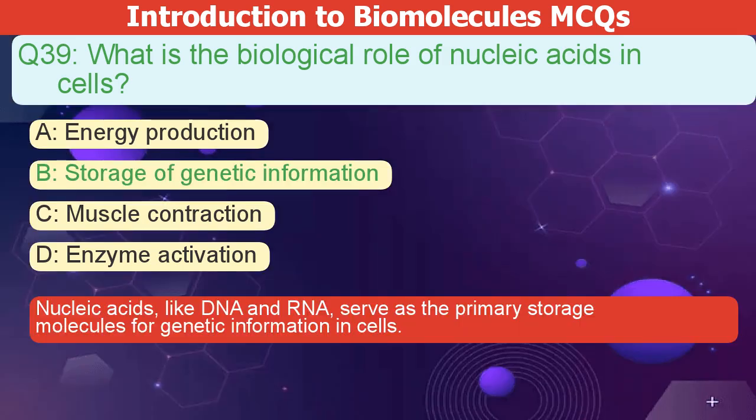The correct answer is B. Nucleic acids, like DNA and RNA, serve as the primary storage molecules for genetic information in cells.